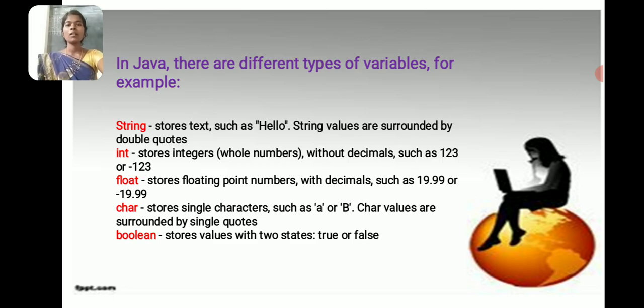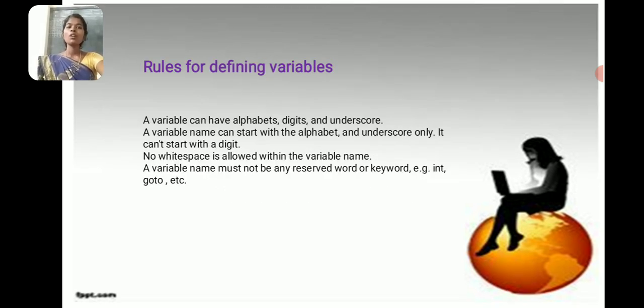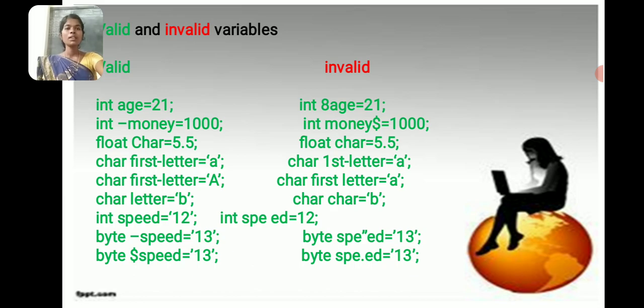First we will learn the rules and regulations of variable names. A variable name can have alphabets, digits, and underscores. A variable name can start with an alphabet or underscore only. It cannot start with a digit. No white space is allowed within the variable name. A variable name must not be a reserved word or keyword, for example, int goto.